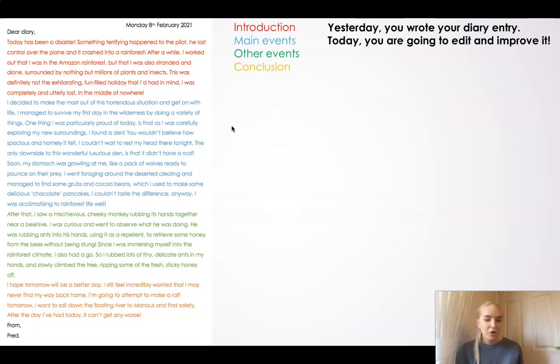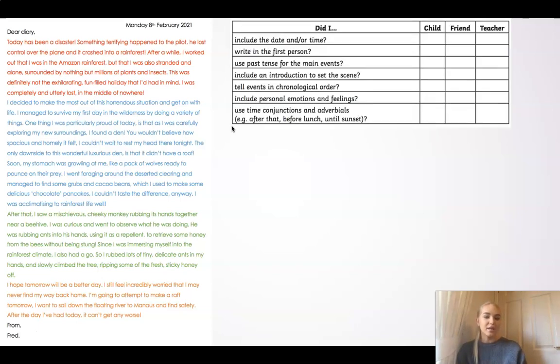Okay, did you spot lots of things that maybe did go well, but also things that I could have added? Maybe you did, so fantastic. And that's what we're going to do today. We are going to use this checklist here to help us to decide what features we haven't included yet and what features we do need to include.